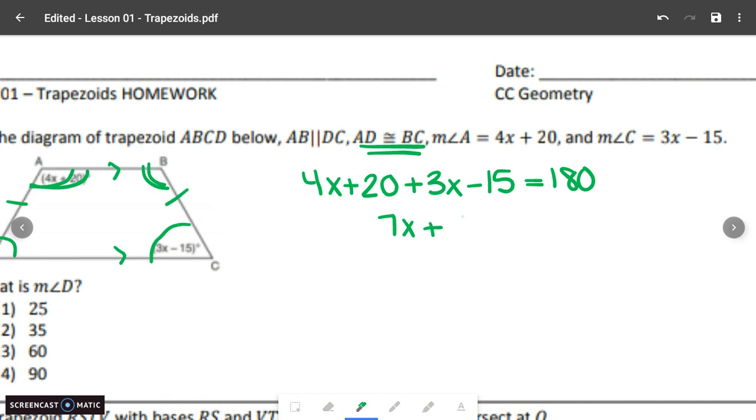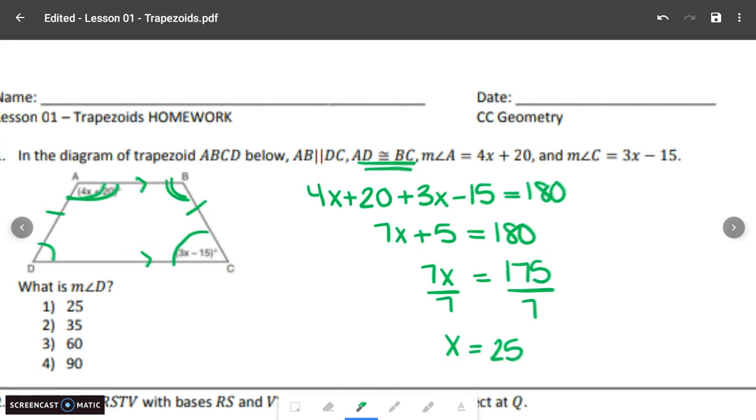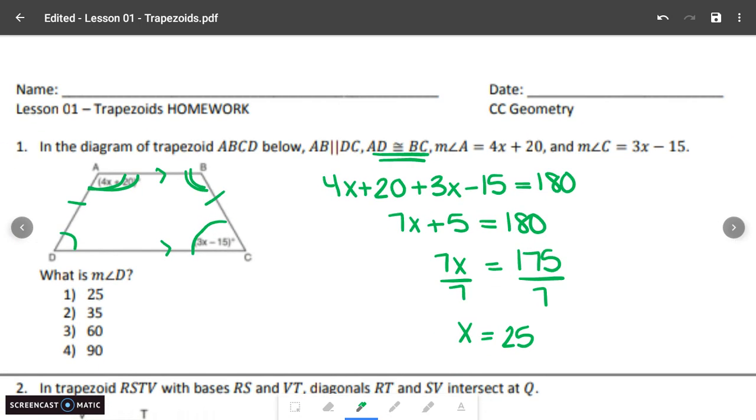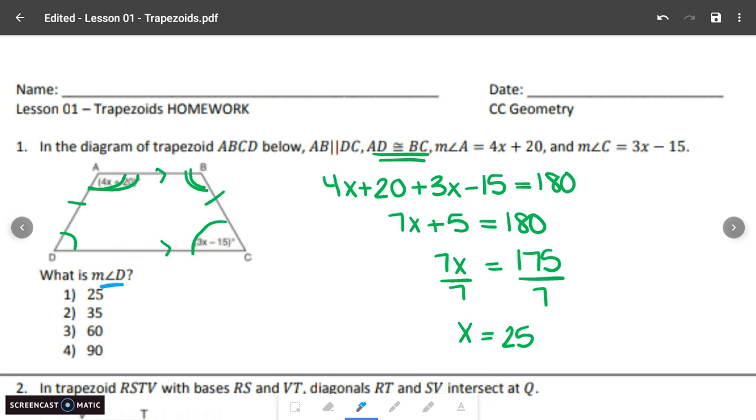And then we'll get 7x plus 5 equal to 180. When we subtract 5 from both sides, we get 175. And when we divide by 7, we will get 25. But we wanted to find the measure of angle D. So remember, D we marked as the same congruent piece as C. So we're going to plug in 3 times 25 minus 15, and we'll get 75 minus 15, and we will get 60 as our answer for number 1.